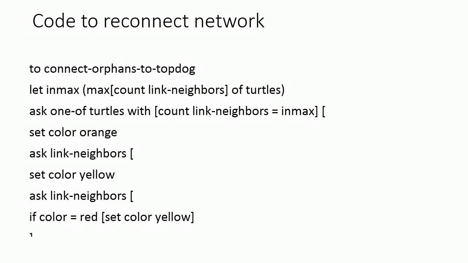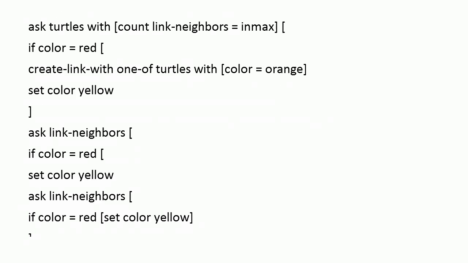Ask its linked neighbors to set their color to yellow, and ask their linked neighbors, if their color is red, to also set their color to yellow. And that lowest thing there is another brace to close off all that logic. So now, ask turtles with count of linked neighbors equal inmax. Now we could get the same one. Its color was orange, so it won't pass this test. So if there's another one with that full largest number of linked neighbors, the inmax local variable we computed on the previous slide, if its color is red, then create a link with one of the turtles with color orange.